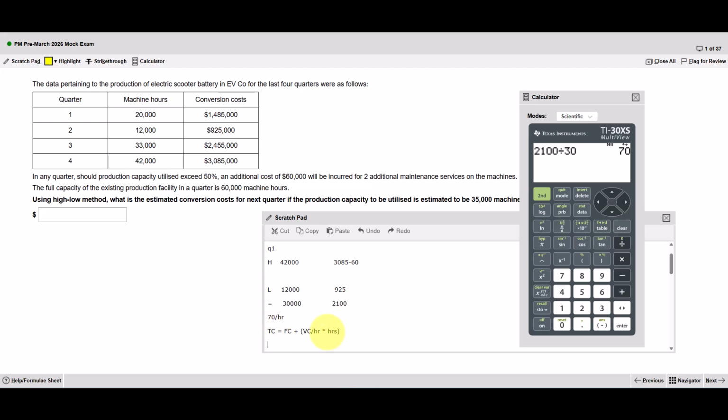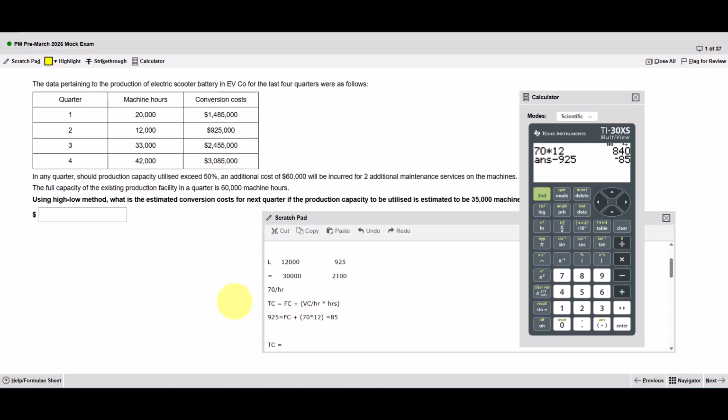You wouldn't need to write this out, but the total cost equals the fixed costs plus the variable cost per machine hour multiplied by the number of hours. Our total cost is 925. We're trying to find the fixed costs. The variable cost per machine hour is the 70 we just worked out, multiplied by the 12,000. But I'll make it 12 just to get rid of the zeros. This is giving my fixed cost as 85,000.